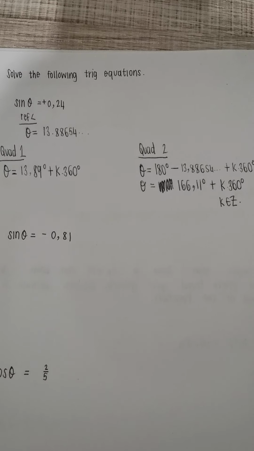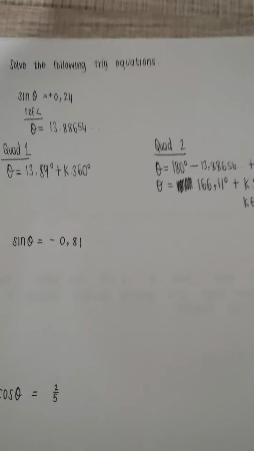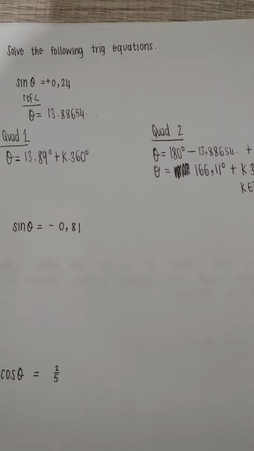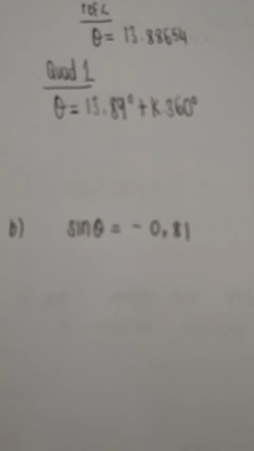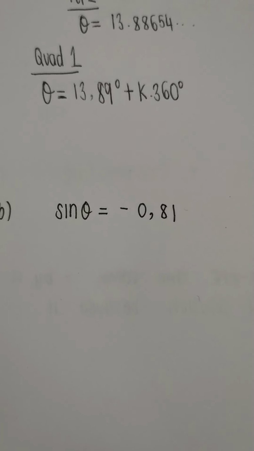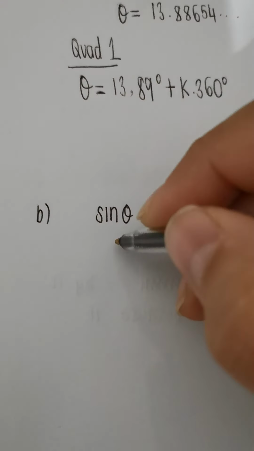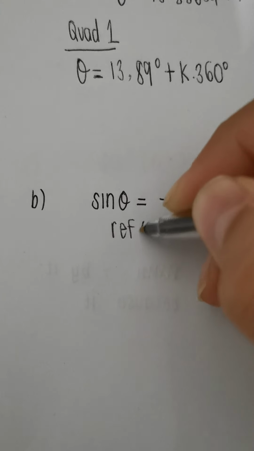I've started with a really easy one, and that's how you would find the general solution. Let's continue. What happens if I have a negative sign in front of it? So this one over here. Same thing: I need to find my reference angle.